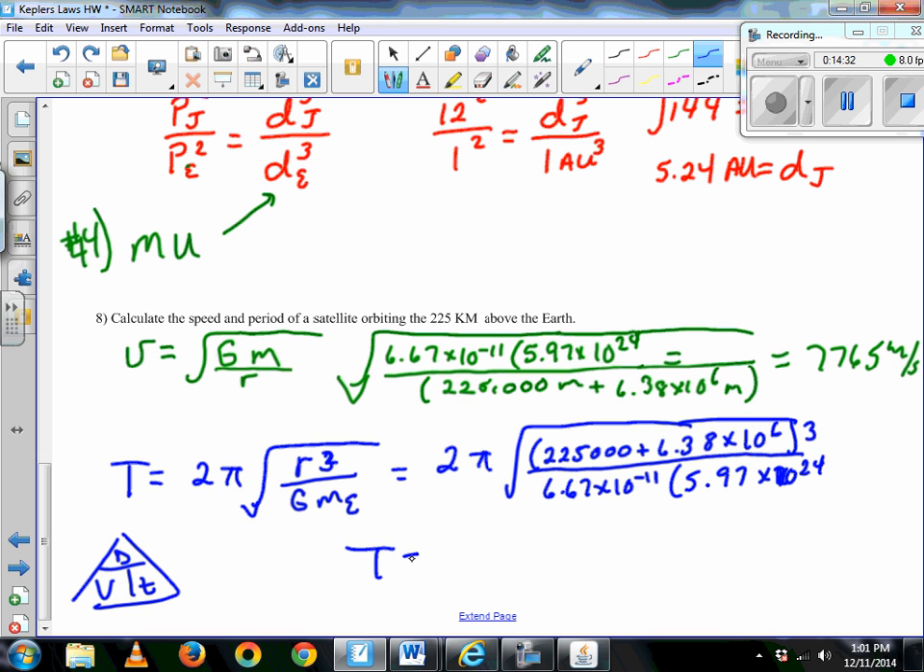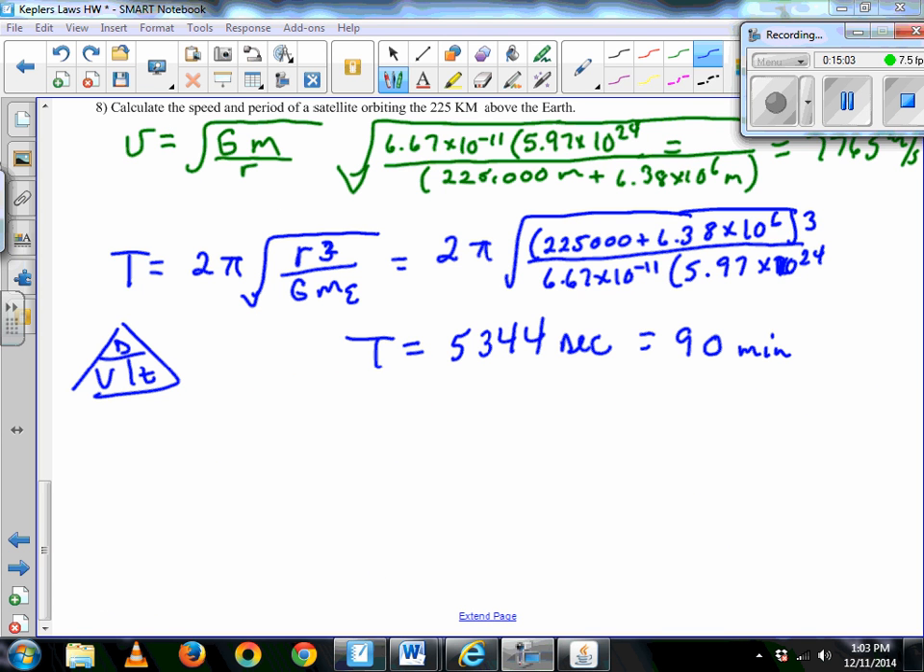And then for that answer, in this case, that period would be 5,344 seconds. And that gives you about 90 minutes. And that is about the speed that the space station goes around the Earth, about once every 90 minutes. So once again, that's the one to use for 50B.